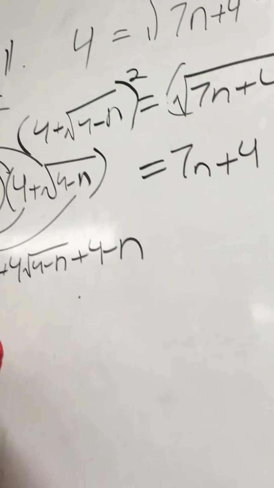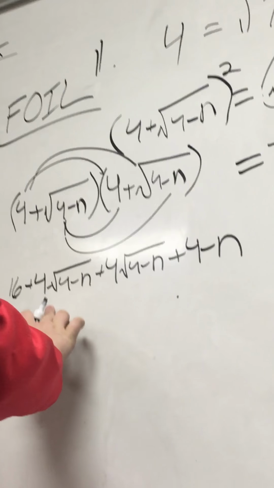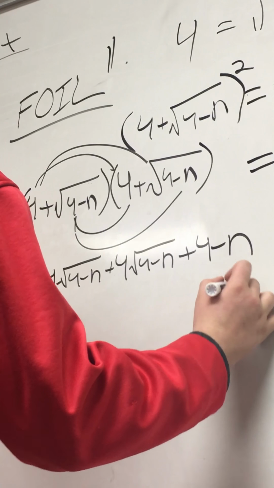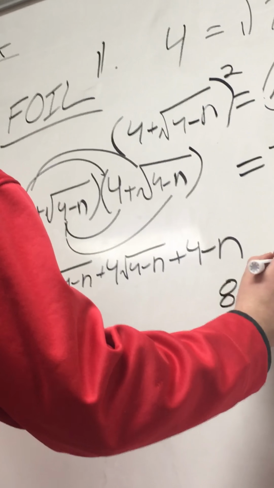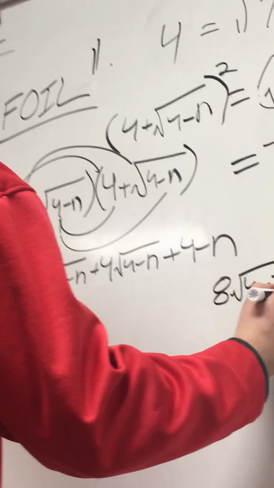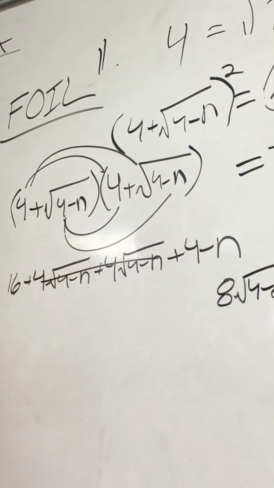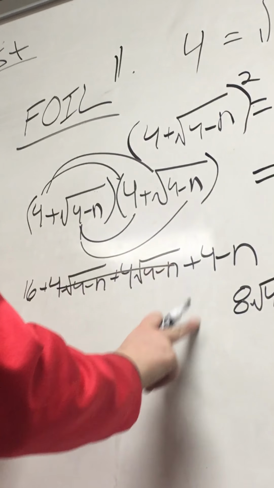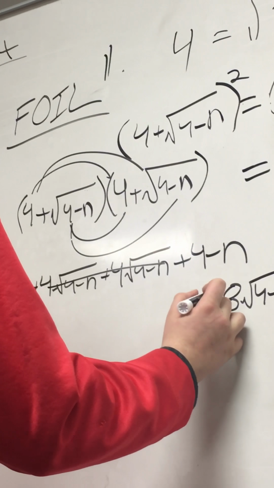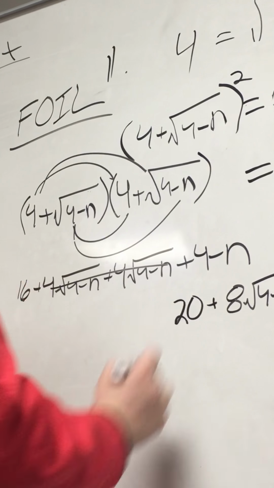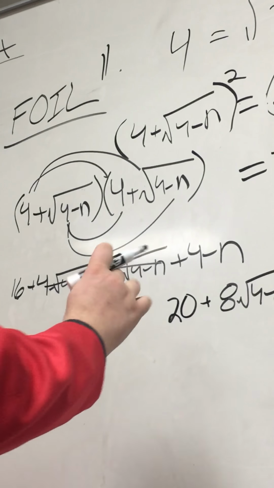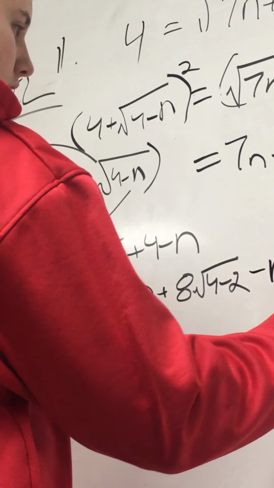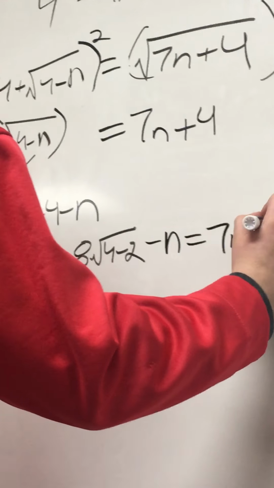Alright, so I'm going to combine the 4 times the square root of 4 minus n right now. So that would be 8 times the square root of 4 minus n. So those are gone. Now I'm going to combine 16 and 4, and that would be plus 20. And then it would be minus n equals 7n plus 4.